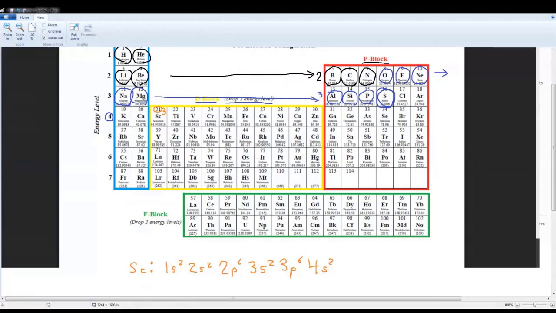I saw something. Not 4D. When you go into the D block, you end up having to drop an energy level. Actually, it's a 3D. 3D1.